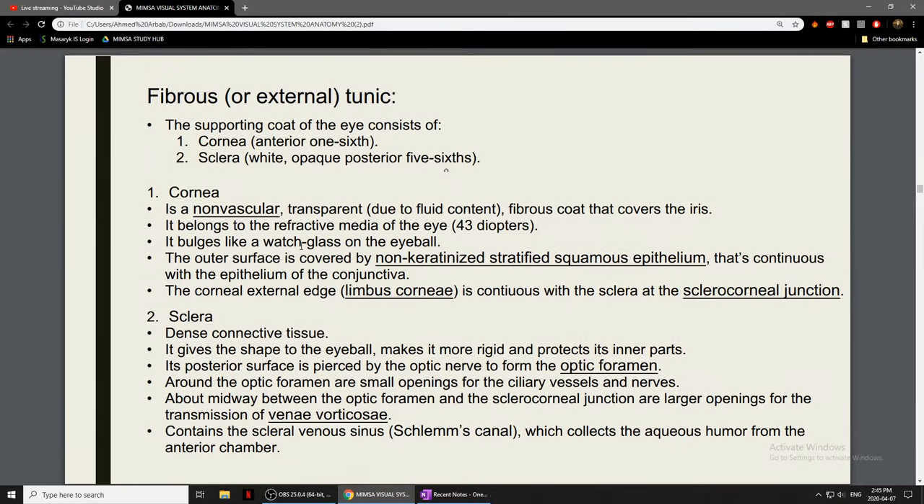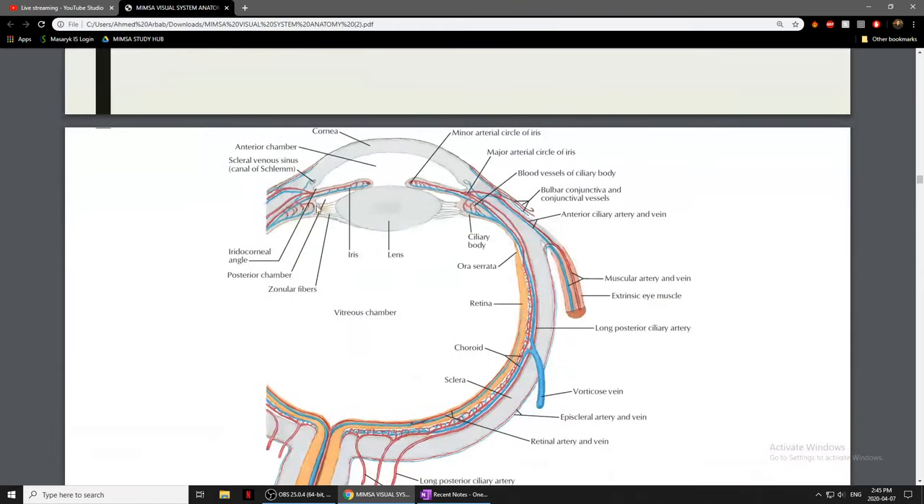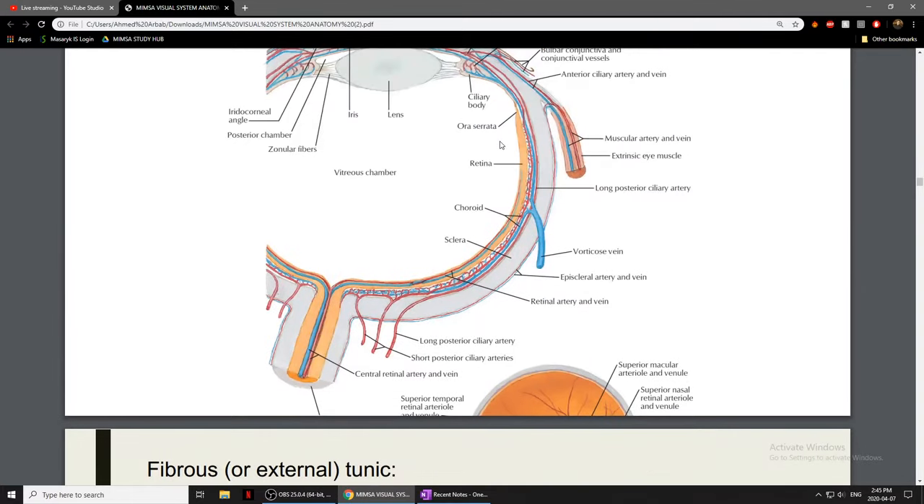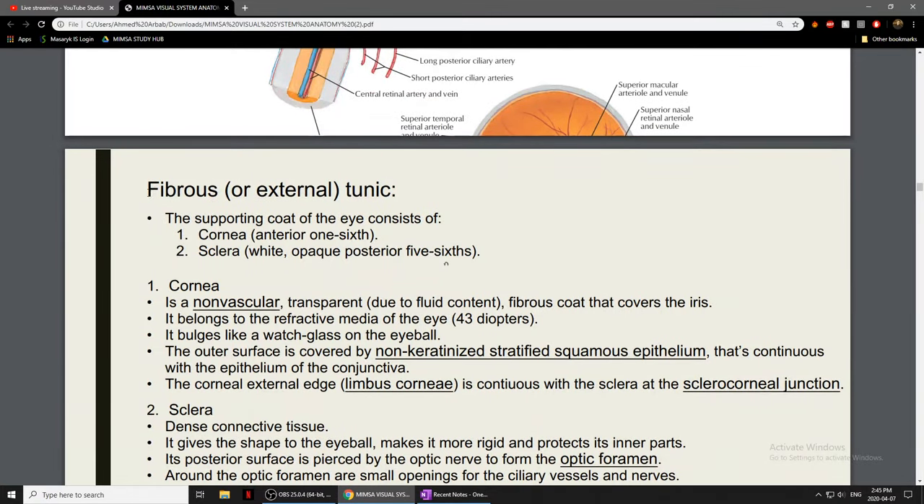So, the fibrous tunic, the supporting coat of the eye. It is divided into the cornea most anteriorly. So the anterior one-sixth is cornea, this area right here, and the posterior five-sixths, all of this back here, is the sclera. This forms the fibrous tunic.